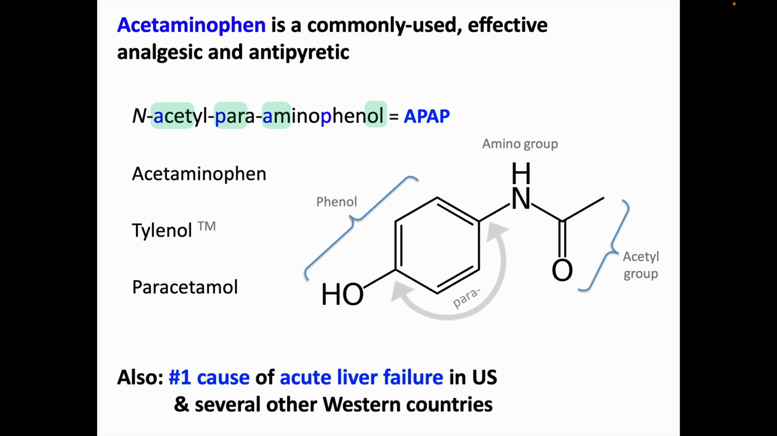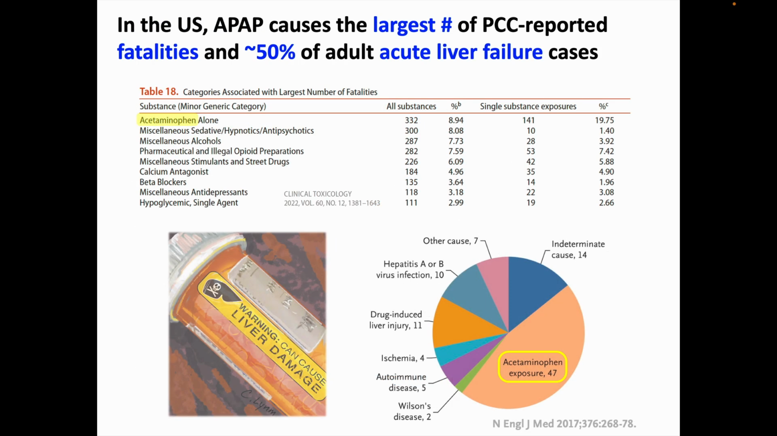Also, we need to recognize that whatever name we use, acetaminophen is the number one single cause of acute liver failure in the US and several other Western countries. In the United States, acetaminophen is responsible for the largest number of poisoning fatalities reported to poison control centers, and about half of all cases of liver failure in adults. The table at the top of this slide is from the 2021 report of the National Poison Data System, showing that acetaminophen was involved in nearly 9% of all reported poisoning deaths and nearly 20% of all deaths involving only a single substance.